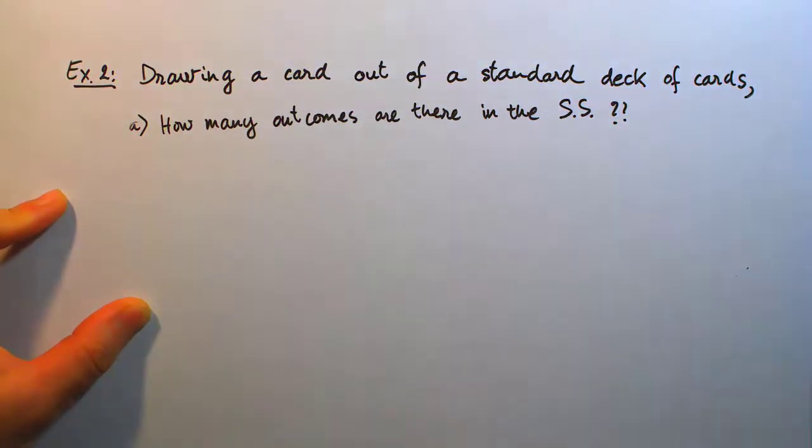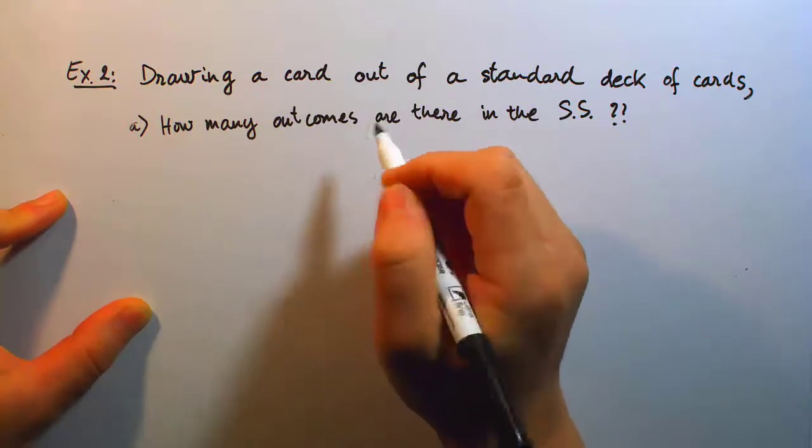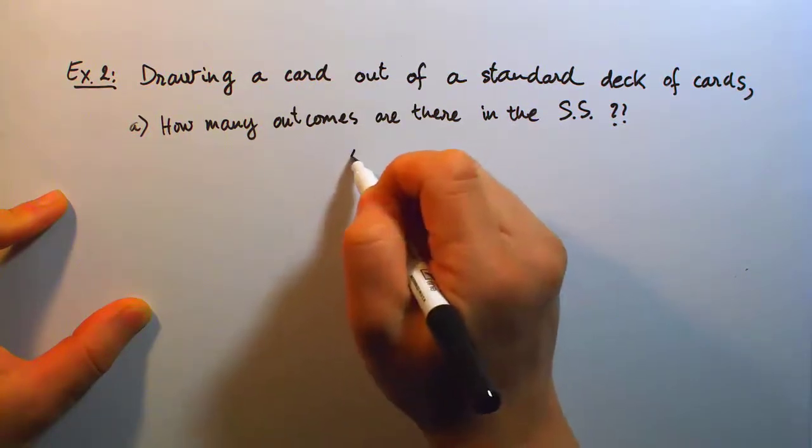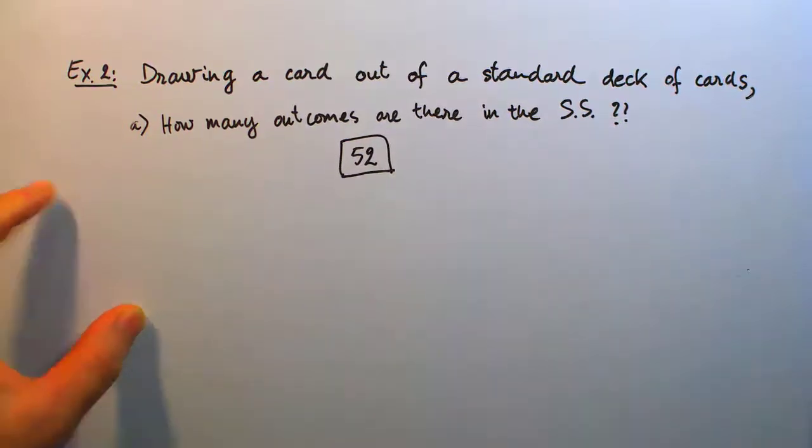You can quickly go back to the screen here and count, but truly there are 4 major suits, 13 in each suit right there. So here the answer is 52. Nice and simple.